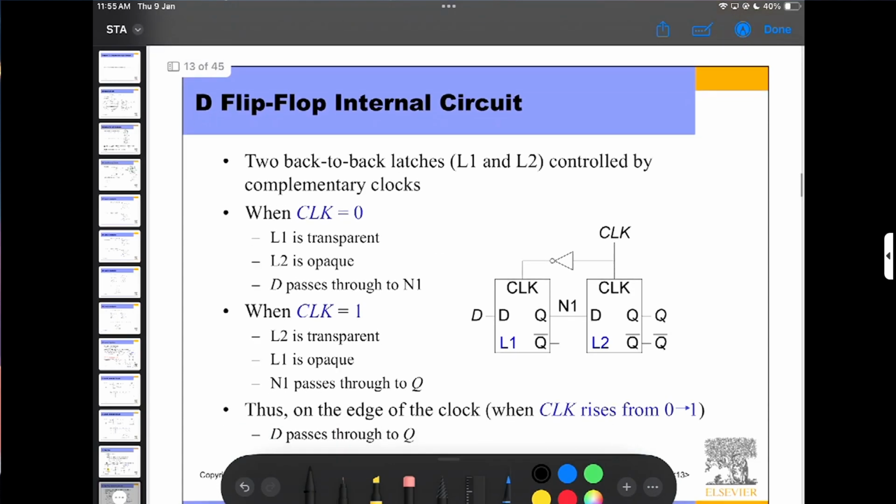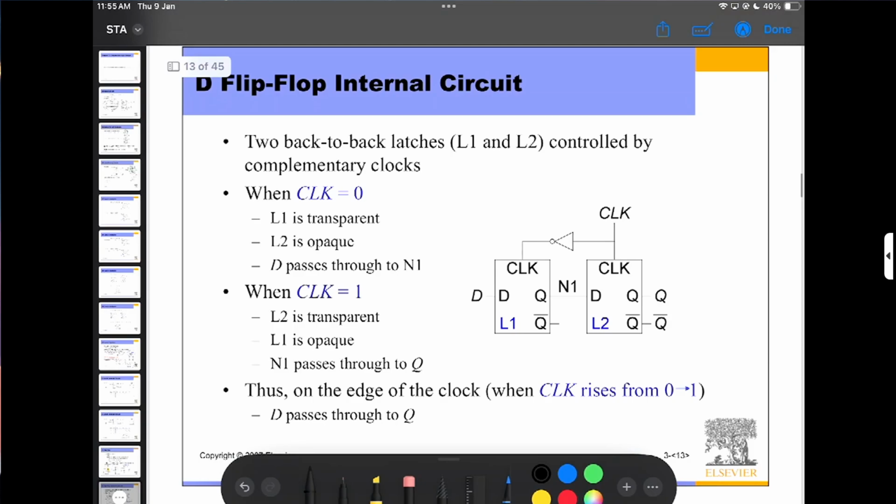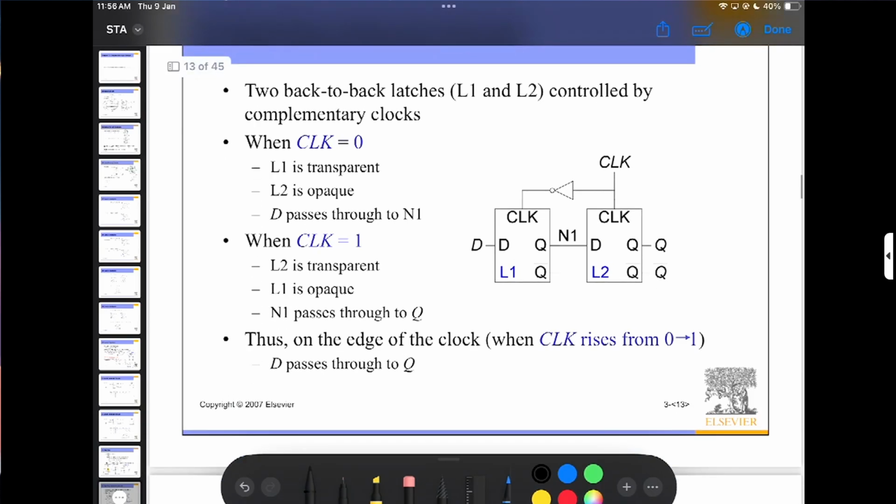Now the D flip flop internal circuit: back to back latches, with clock and clock bar. Two back to back latches L1 and L2 are controlled by complementary clocks. When clock equals 0, L1 is transparent and L2 is opaque, and D passes through to N1. When clock is 1, L2 is transparent and L1 is opaque, and N1 passes through to Q. Thus, on the edge of the clock, when clock rises from 0 to 1, D passes through to Q.